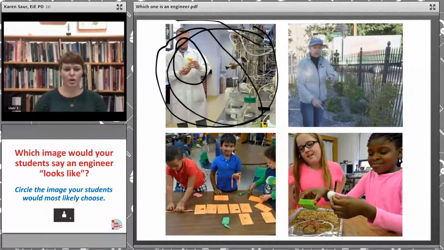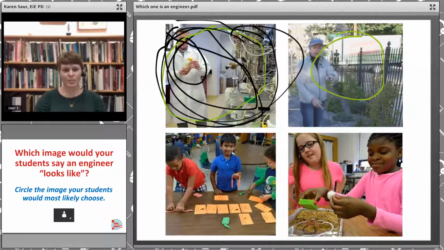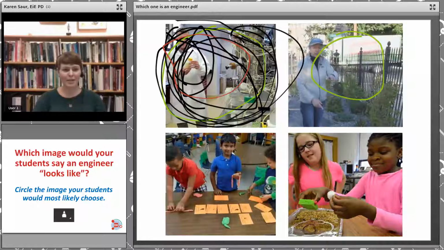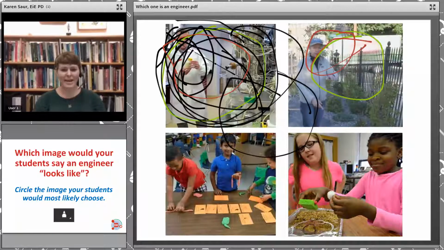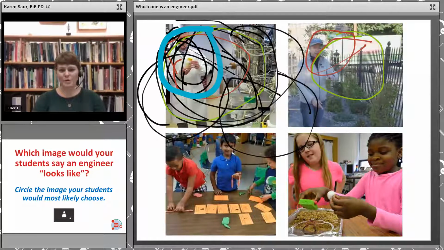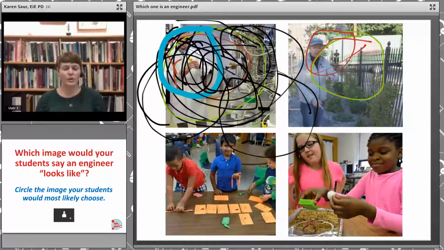And if you are unsure how to write on this, you just need to grab the little marker icon on the top. Great, so it seems like a lot of people are going with the man in the top left corner. Some people are also going with the woman on the right. Wonderful, thank you. So we definitely are noticing that most of us are thinking our students are going to choose the adults in this case. They're going to choose the adults over the children, and a lot of them might even choose the male over the female in this image. And that's something interesting to think about.